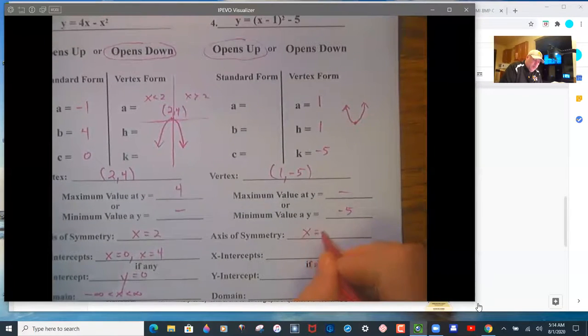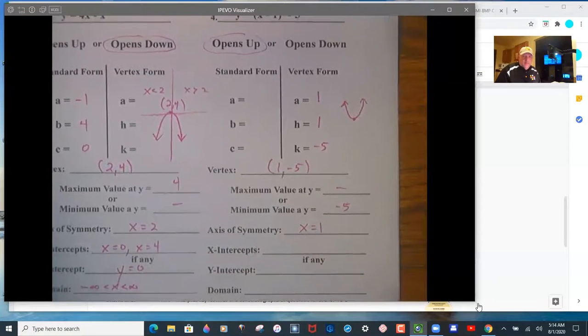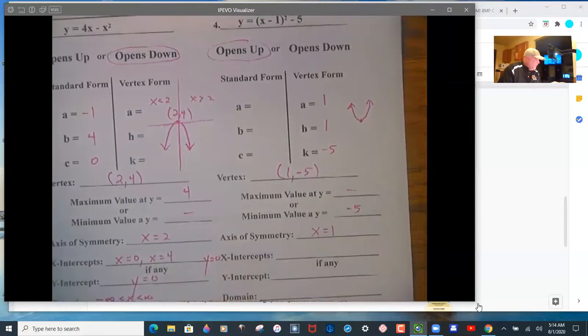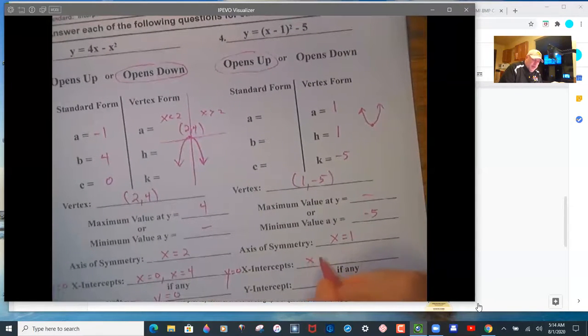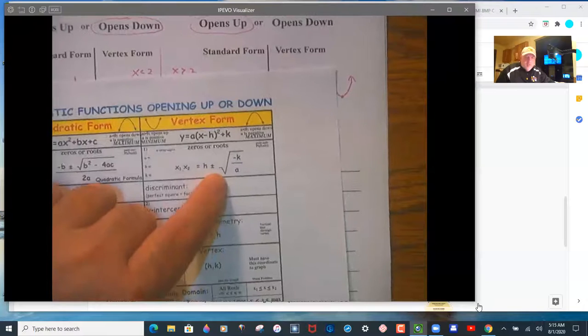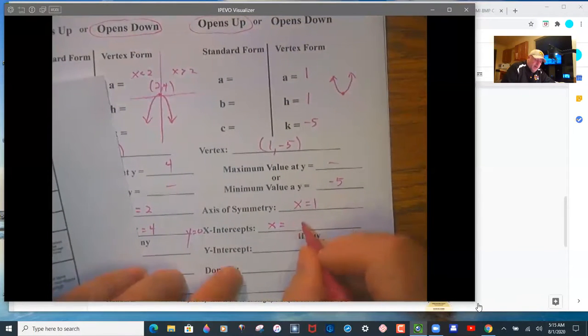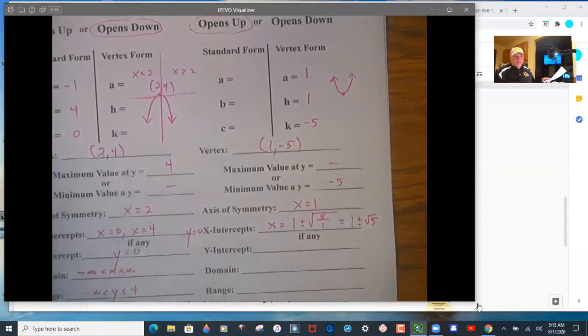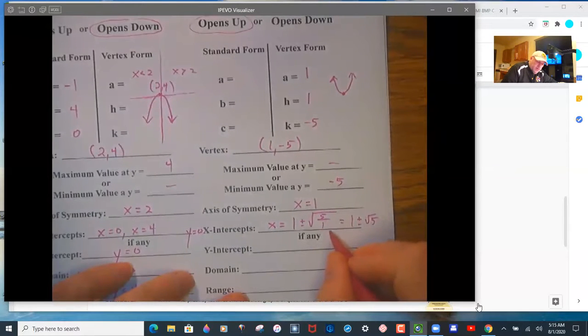Axis of symmetry, x equals 1. That's what we put in when we do the intervals of increasing and decreasing. X-intercept, that happens when y equals 0. So these are going to be not on your table again. And so use this: h plus or minus the square root of -k over a. H plus or minus the square root of -k, which is 5, over a, which is 1. Weird, but that's how you get them. And if you decimalize them, -1.24 and 3.24.